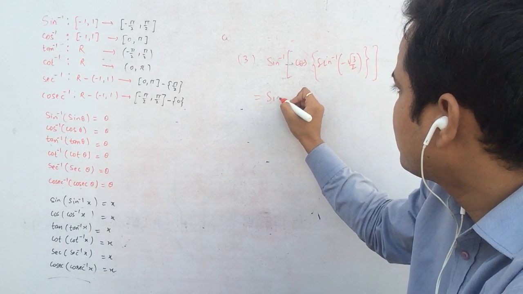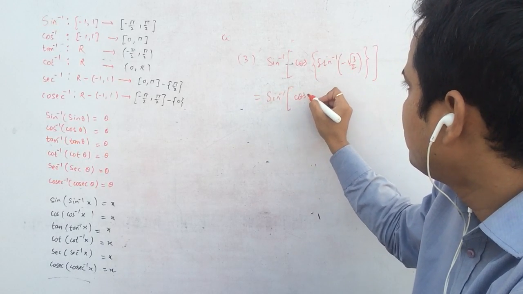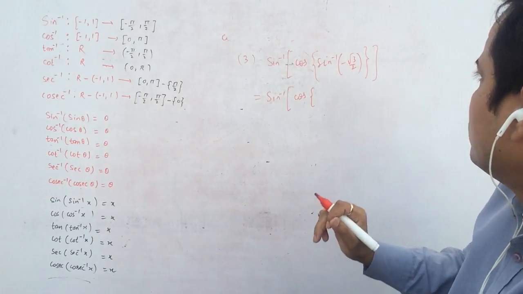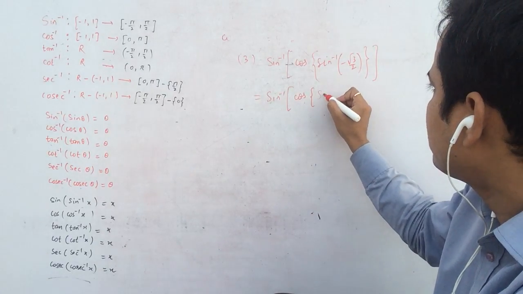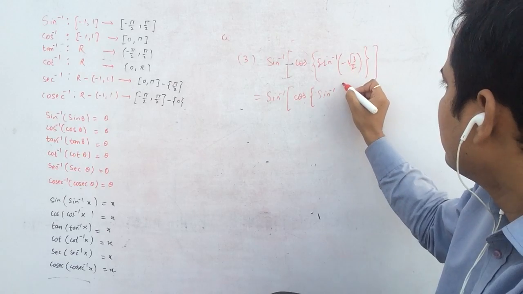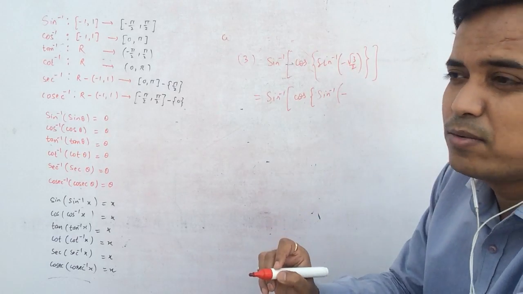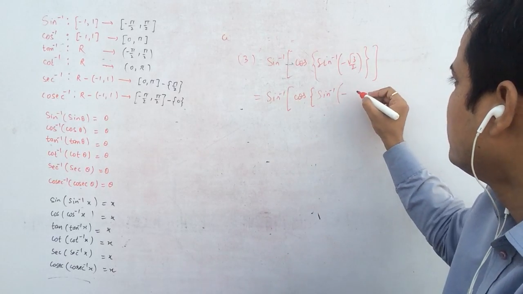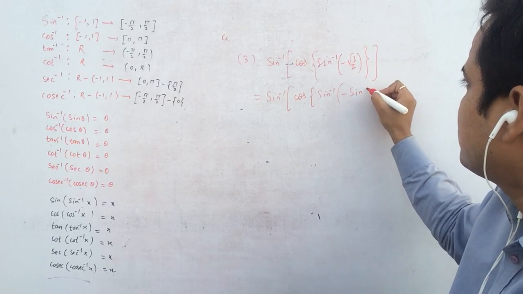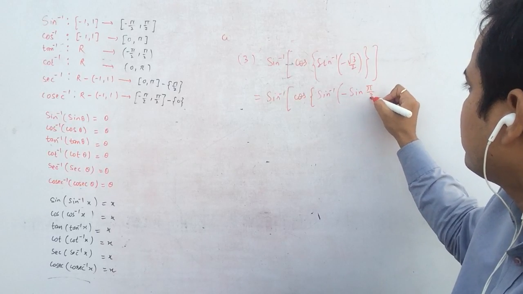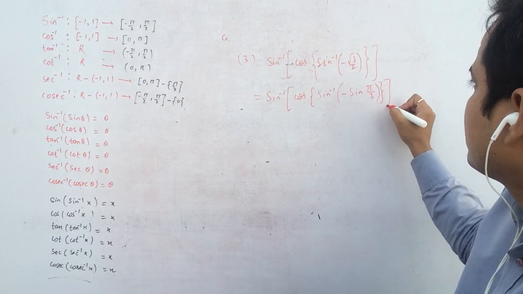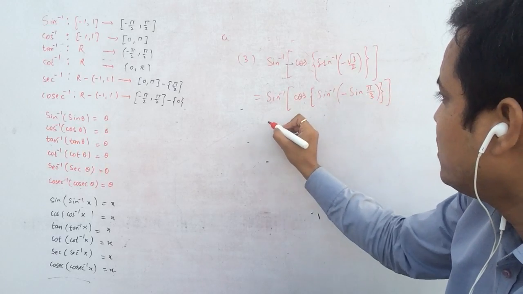So now again you need to consider the domain of the inverse sine. Right here, at the place of root 3 by 2, sine 60 is root 3 by 2. So you can write here sine 60 is pi by 3. All right.